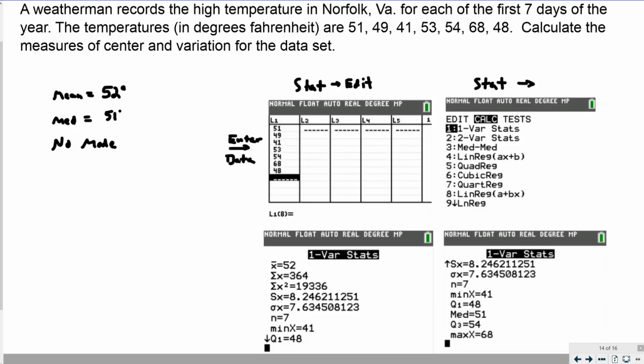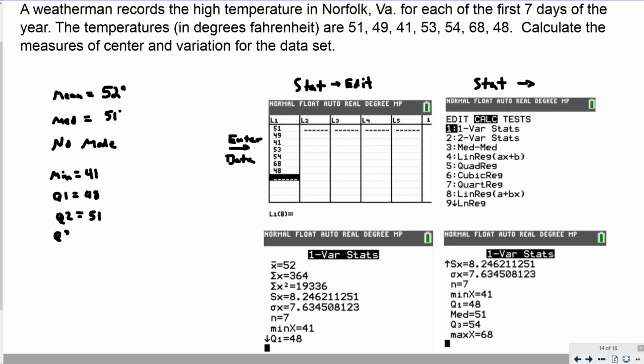Then finally, what I would do is put down my quartile markings. So I'm going to take this stuff to mark my quartiles. The minimum is 41. Quartile 1 is 48. Quartile 2, which is the median, is 51.